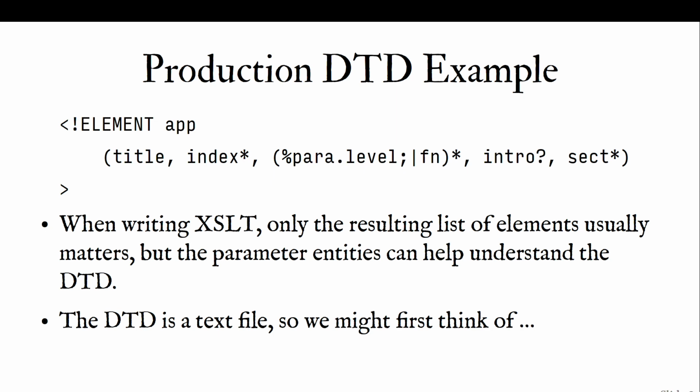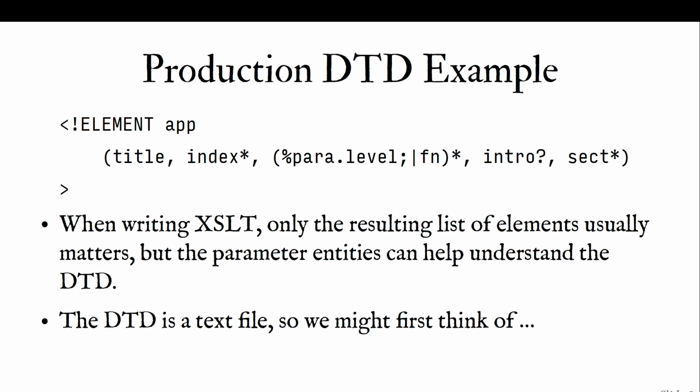It turns out that to get this right, you kind of have to do a token-based parsing. And if that's gibberish, don't worry about it. It basically means you have to parse it a bit at a time. You can't process the parameter entities as if they were a preprocessor and then process the document. That doesn't work. When I'm writing XSLT to handle this stuff, it's really only the resulting list of elements that matters. But those parameter entities, like para.level here in this example, can help the human reader understand the DTD. But all Eddy needs is the list of elements and the original content model to show you.